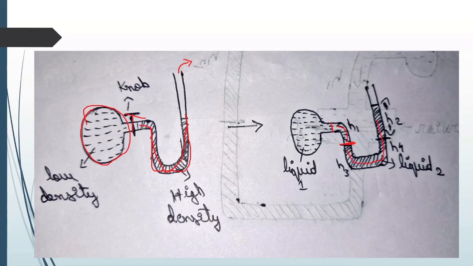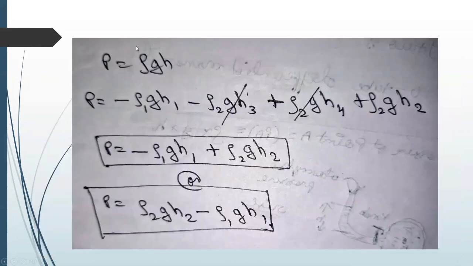Okay, so this is the point up to where the higher density liquid was raised, and this is the another point which is known as the H4, and this point we know as the H3. Okay, and H3 and H4 we can neglect because this is the constant height. As you can see, this is constant height, so we will neglect these H3 and H4. तो इसका एक इक्वेशन बनेगा, that is pressure is equal to rho into g into h. Pressure is nothing but the density into gravity into height.